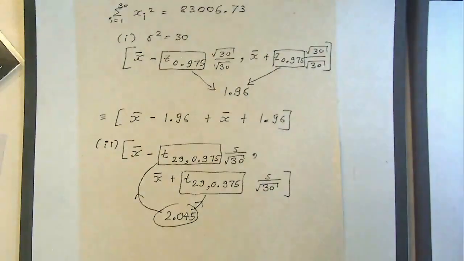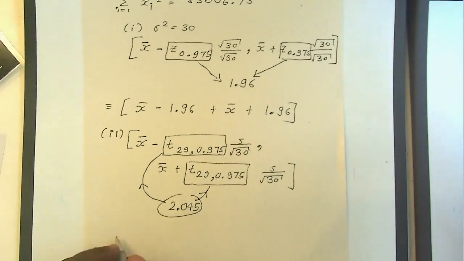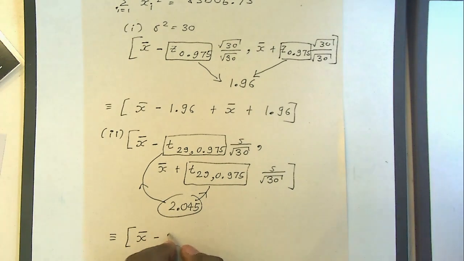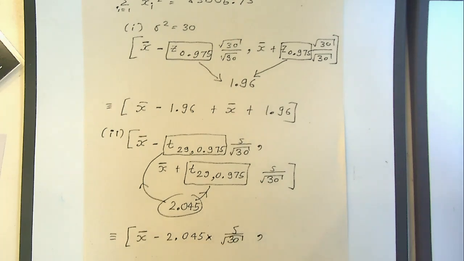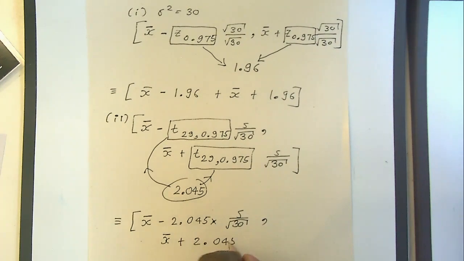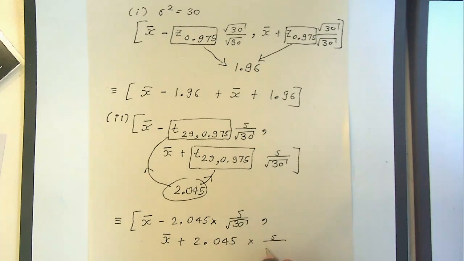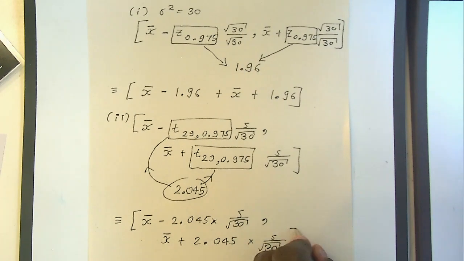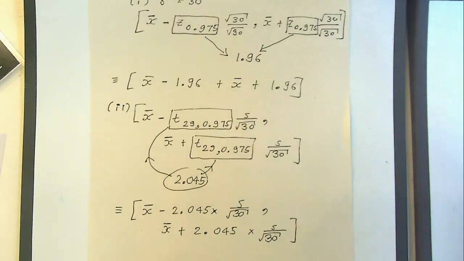Yeah. You see that or not? Okay, so this becomes x bar minus 2.045 multiplied by s divided by square root of 30, x bar plus... okay, this is what you get.